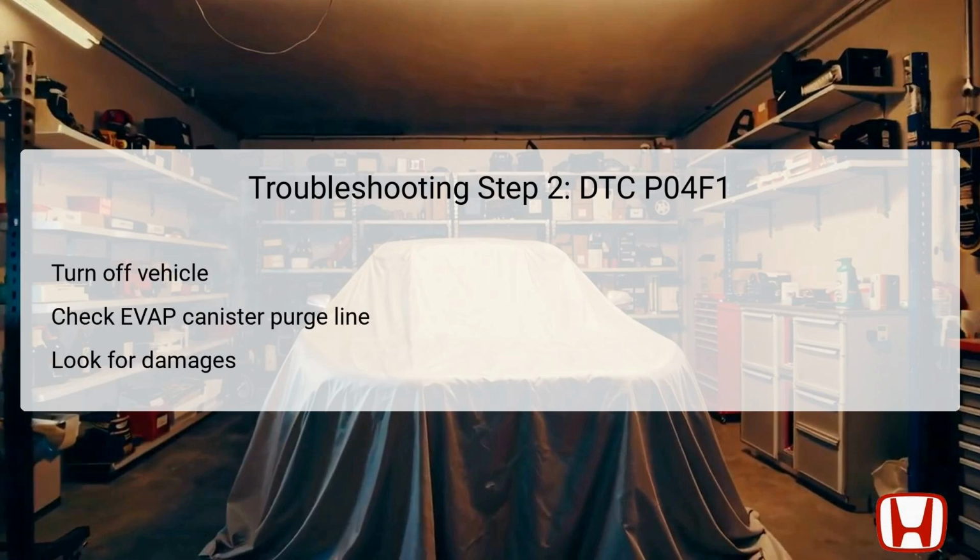In this troubleshooting step for DTC P04F1, the vehicle must be turned off and switched to the lock mode to ensure safety during inspection. Start by visually examining the EVAP canister purge line that connects the intake manifold to the EVAP canister. This inspection should focus on identifying any blockages, damages, or poor connections.